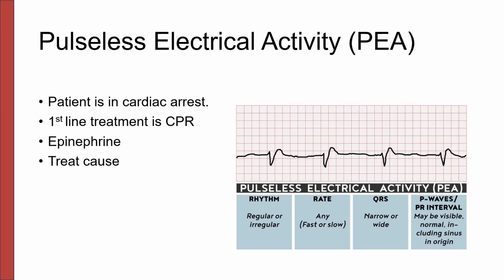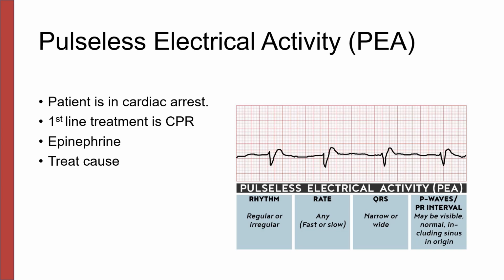So how do you know if your patient is in PEA? Actually, the rhythm can look kind of like a real rhythm. It can be regular, irregular, it can be fast or slow, it can have narrow or wide complexes. It may just look like a normal rhythm, but it doesn't look right. You can see this in the picture. It just doesn't look very fine. It kind of looks a little blurry, a little squiggly.